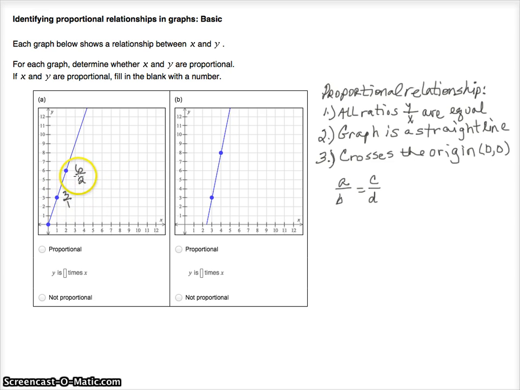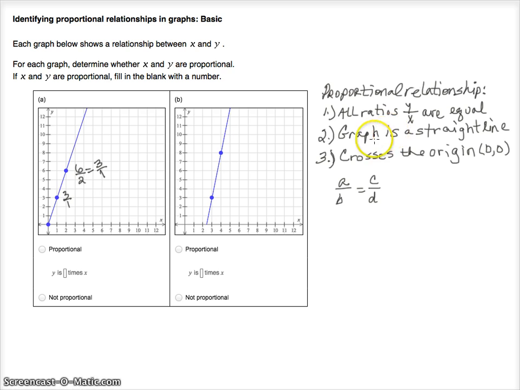So right now I have 3 over 1 and I have 6 over 2. And you're probably like, well, 3 doesn't equal 6 and 1 doesn't equal 2. But if I reduce 6 over 2, it's going to give me 3 over 1. So my ratios are now equal. This is a proportional relationship. Y over x is indeed equal.